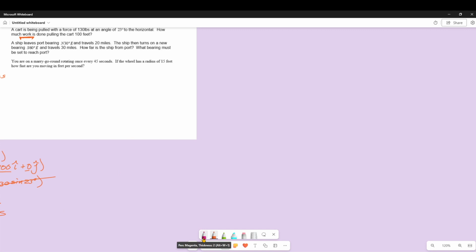So that's our cart. Ship, more ship problems. Ship leaves port bearing north 30 degrees east. So, north 30 degrees east. East is that way. So 30 degrees north, 30 degrees east. And what are we told about this ship? Told it travels 20 miles.